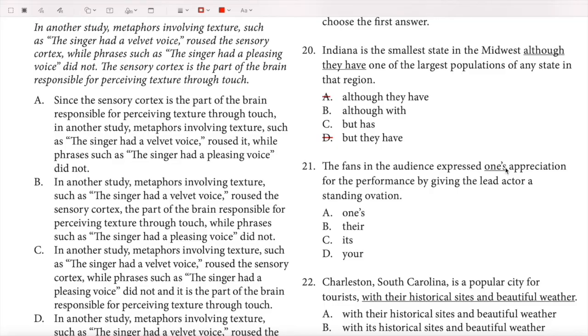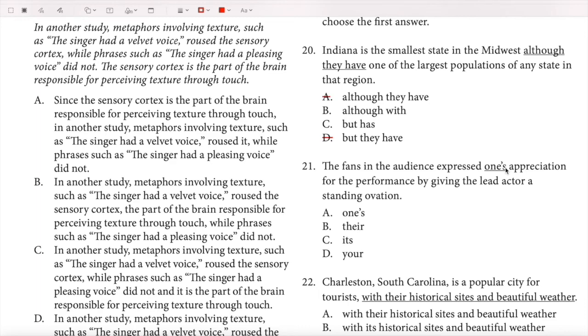You could say maybe like, Indiana is the smallest state in the Midwest, comma, although with one of the largest populations of any state in the region, it is more populated than people think. Okay, that would be fine. You can't end it as it's written. It's not a standalone thought. Do you hear that now?